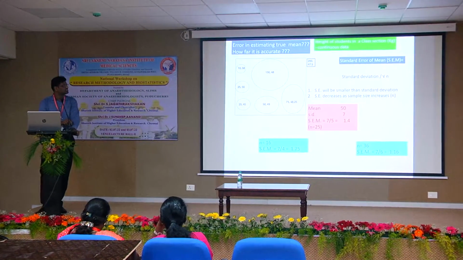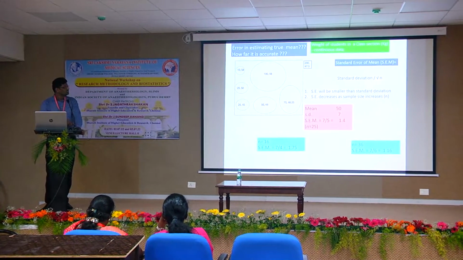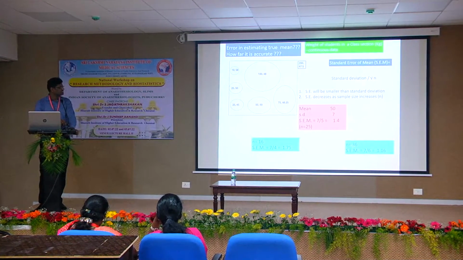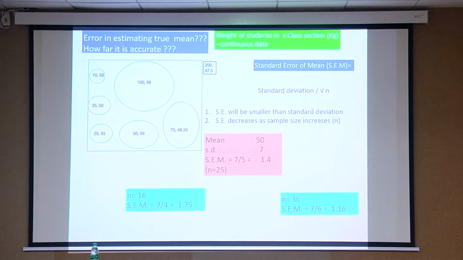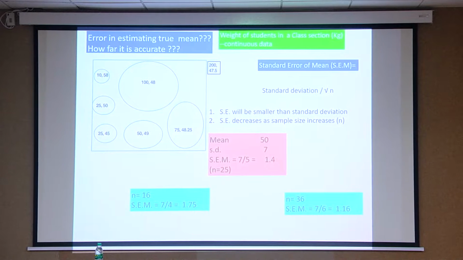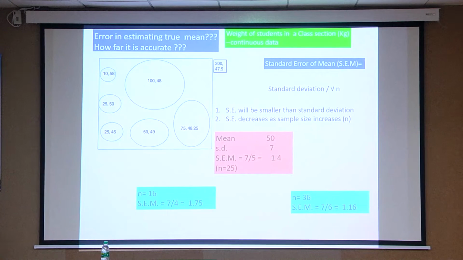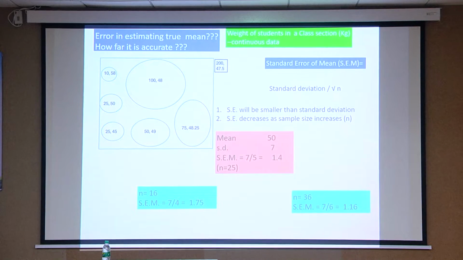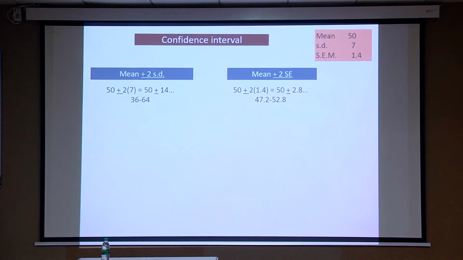So as we say, the standard error is the standard deviation divided by square root of n. If we decrease the sample size to 16, the standard error will increase to 1.75. Now we got the standard error. Now can we say our measured value is the same as the true value? No. For that we need to know confidence limit and confidence interval.